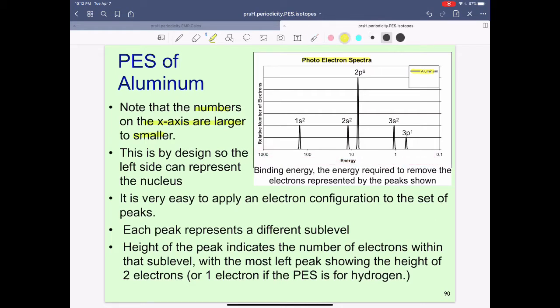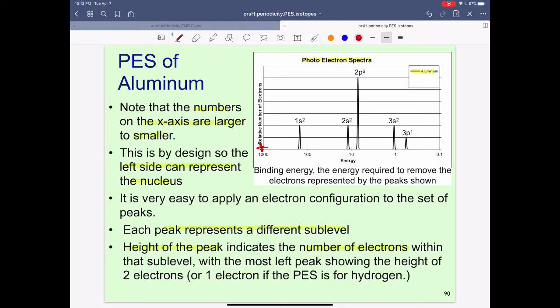This is by design so that the left side, in fact, can represent the nucleus. It's not meant necessarily to be that way, but you can think of this as the nucleus, and that will help you apply an electron configuration to all of the peaks in the spectra. Each peak will represent a separate sublevel. What type of orbital? An s orbital, a p orbital, and so on. And the height of the peak will indicate the number of electrons.